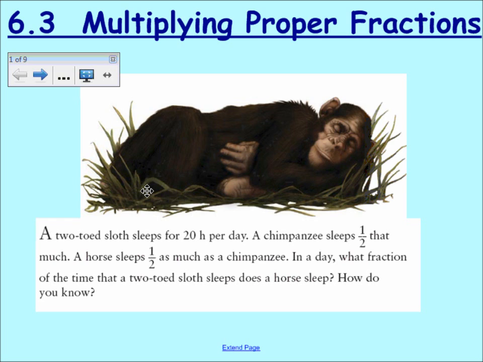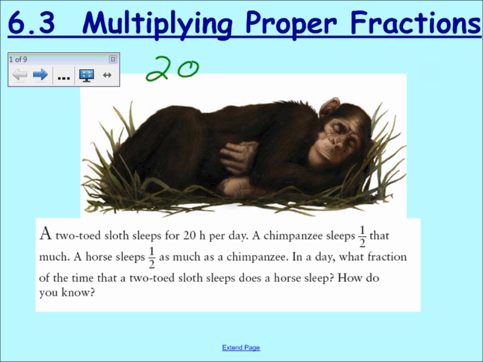A two-toed sloth sleeps for 20 hours per day. A chimpanzee sleeps half of that. So we're going to write this up here, 20 hours a day. The chimpanzee sleeps half of that. A horse sleeps half as much as a chimpanzee. In a day, what fraction of the time that a two-toed sloth sleeps does a horse sleep?